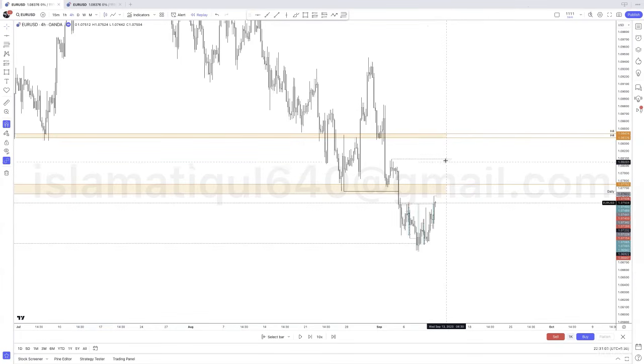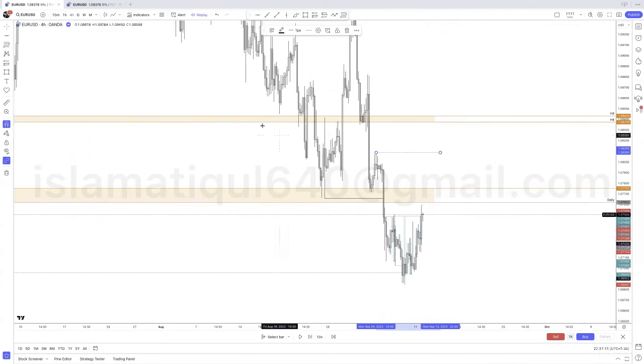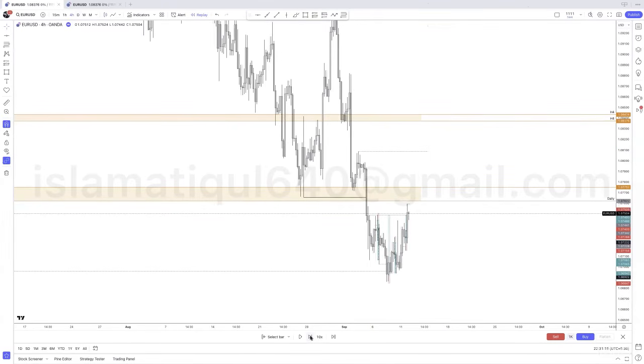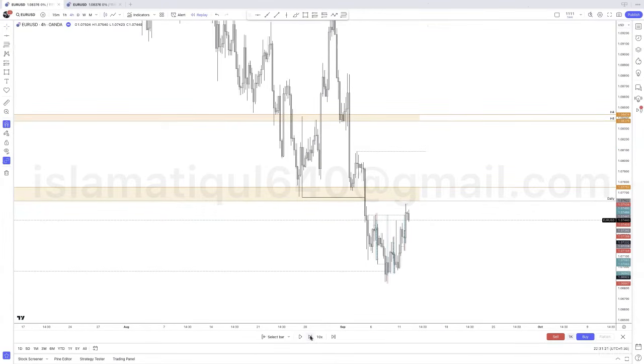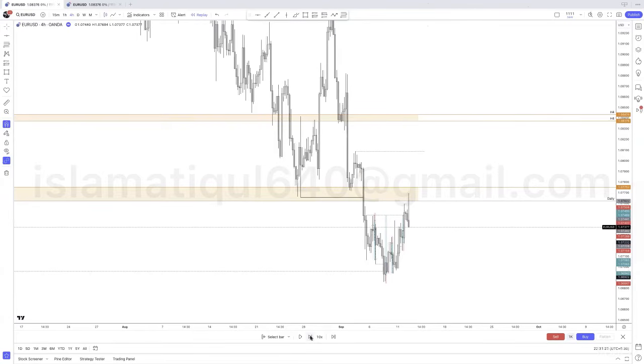I'm not going to just assume stuff and then, okay, it's going to move here, and this zone is not right. No, I will pay attention to this zone. If it fails, I would expect the market to go here. That is all I'm expecting. So let's wait for Asia to end and then decide what to do.